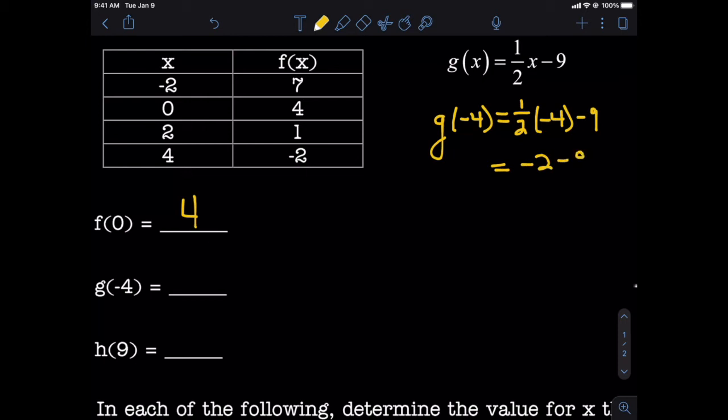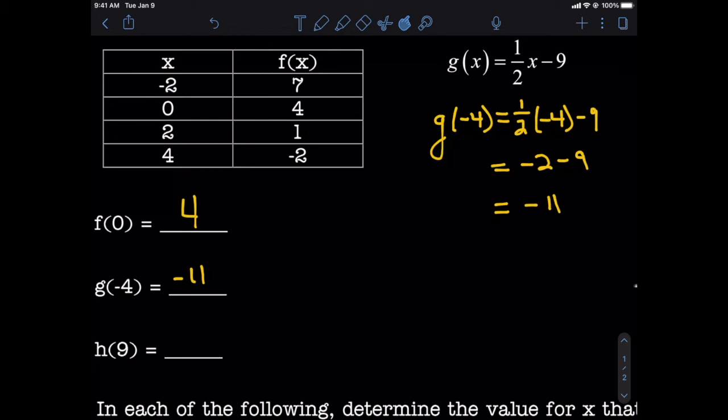1/2 times negative 4 is negative 2. When you take 9 away from that, you get negative 11. Therefore, g of negative 4 is negative 11. Want to evaluate a function when you're given an equation? This is the one where you just plug it in.